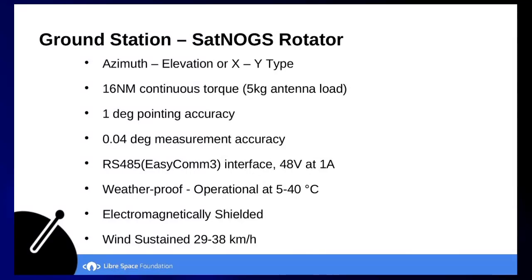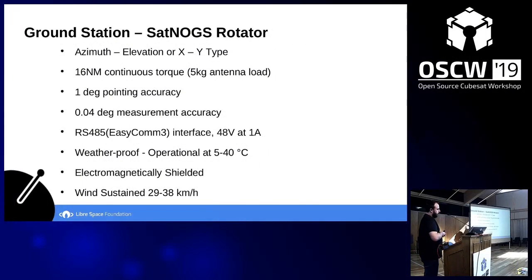It has 16 newton meters continued torque on a 5 kilo antenna load. Its pointing accuracy is 1 degree, and when we measure accuracy, it's going down to 0.04 degrees. It supports the EasyCom protocol, and it's tested and weatherproof in temperatures of 5 to 40 Celsius degrees. It's electromagnetically shielded and wind sustained around 29 to 38 kilometers per hour.